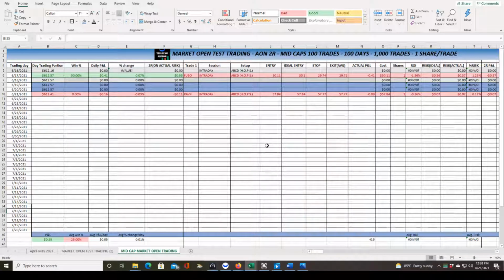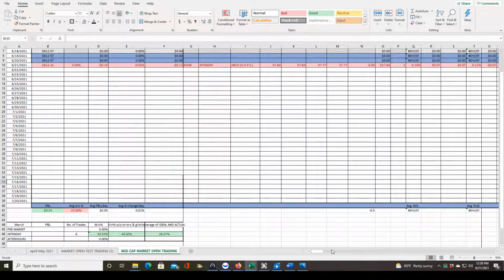So it just goes to show you that this test is very cheap to run, even with real money, and it's better than doing this with paper trading because you're getting the feel of actual live trading with real money, even though it's just one share. So that's why we're doing this, and that's pretty much it for this video.